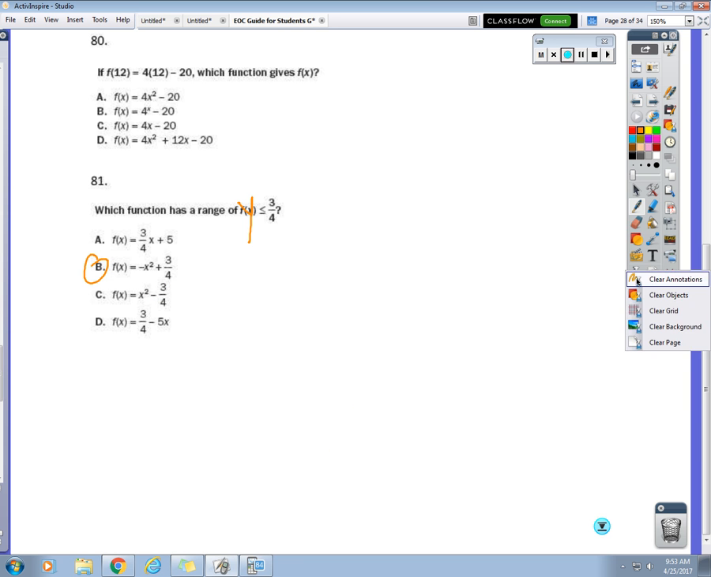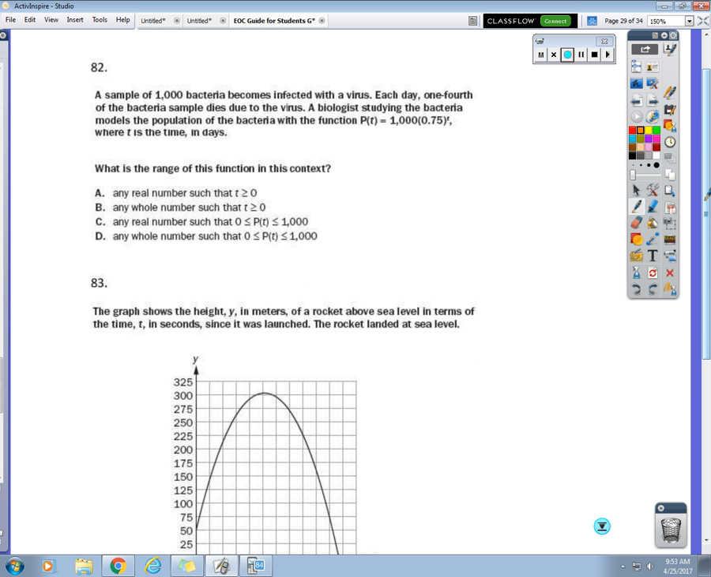All right, next page. Last page before our next break. So focus, 2 problems. A sample of 1,000 bacteria becomes infected with a virus. Each day, 1/4 of the bacteria sample dies due to the virus. A biologist studying the bacteria models the population of bacteria with the function P of T equals 1,000 times 0.75 to the T power. See, the reason 0.75 is your decay factor is because you're losing 1/4 a day. So the next day you only have 75% of what you had the day before.